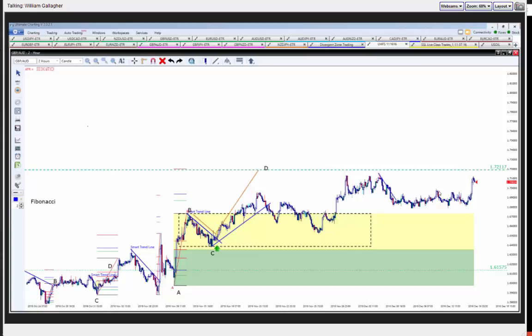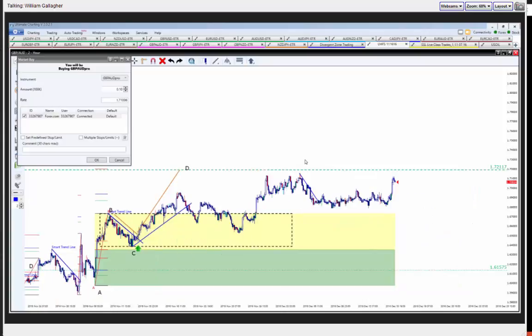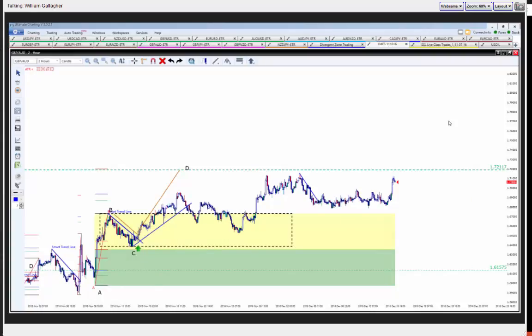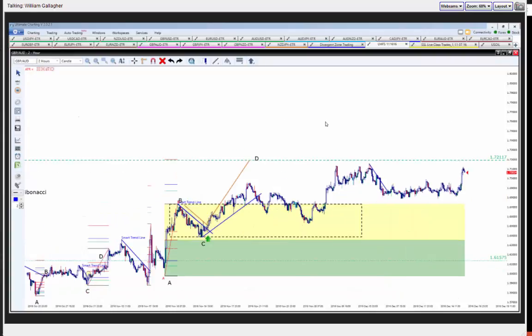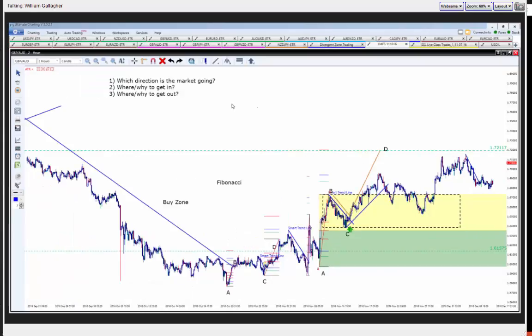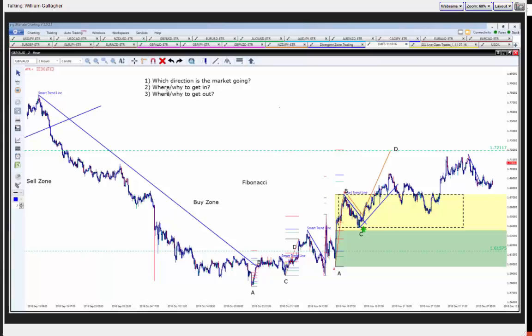And we do have systems. You'll get access to some of these systems here as well, and we do have some auto trading abilities as well. You'll get more information about that as part of this. I'll go into that here in just a second. But what I showed you here are some basics of manual trading, and we'll teach you and show you how to use trend lines, how to choose which direction the market's going, where and why to get in, where and why to get out.